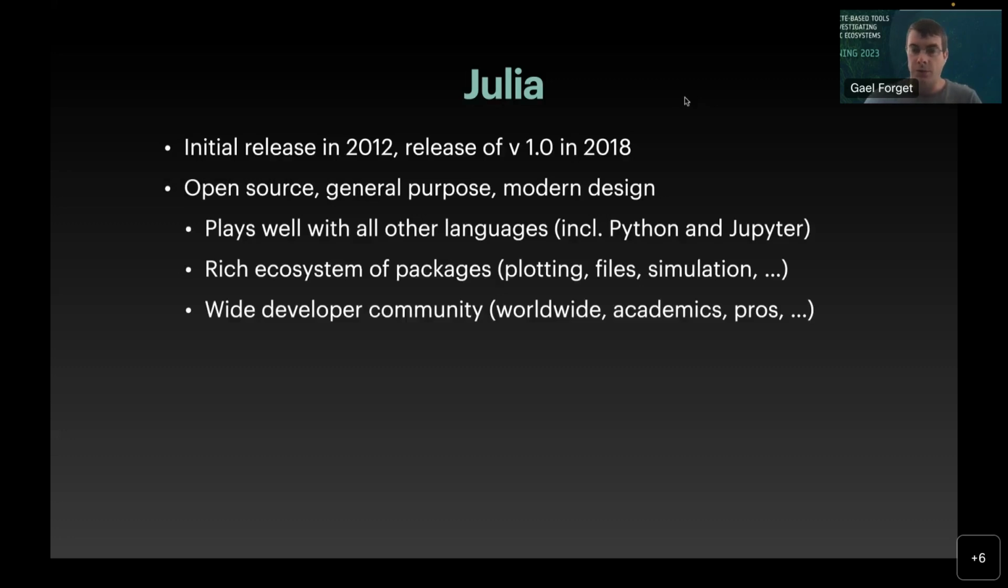This is an open source language by very high standards, in fact. It's general purpose and it has a very modern design, partly because it's recent, so it's benefited from lessons learned through the development of previous languages. One of its strengths is that it interacts very well with, say, Python and Jupyter and things like that. So once you're familiar with this, you come into Julia and it's not a huge learning curve, and you can reuse your codes from other languages as well.